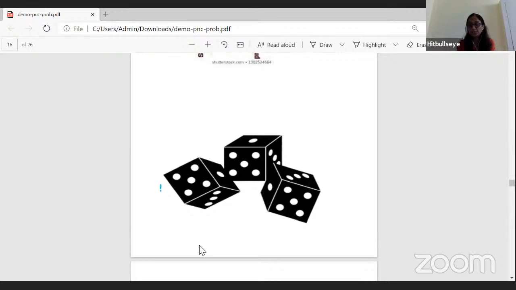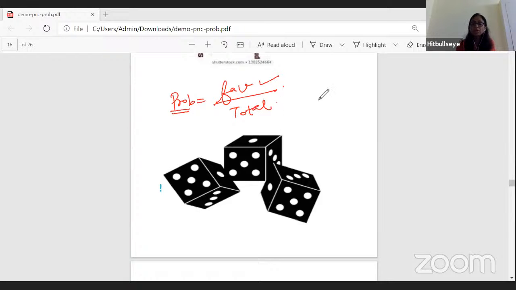But what is the concept of probability? Probability says that whichever event's probability you are trying to find out, probability will always be equal to the favorable outcomes in the numerator and total outcomes in the denominator. Probability is always the number of outcomes which are favoring the event whose probability you are trying to find out in the numerator, and the total number of outcomes in the denominator. I'm sure you all know this basic formula.